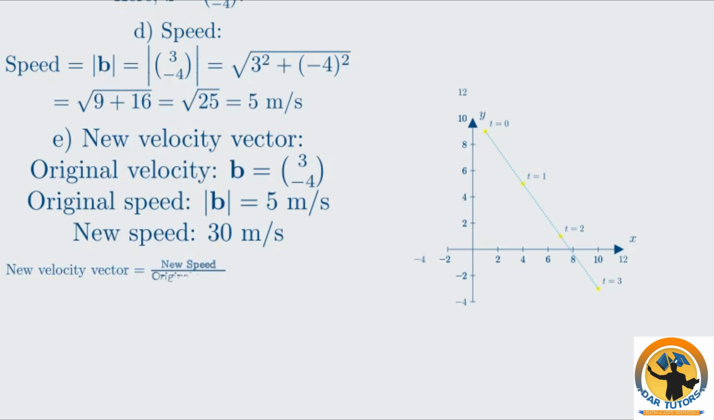Then, we multiply this unit vector by the new desired speed, 30. This gives us 30 over 5 times the vector (3, negative 4), which simplifies to 6 times (3, negative 4). The new velocity vector is (18, negative 24). In this example, we've successfully applied the vector equation of a line to describe motion, calculated speed, and manipulated velocity vectors. This covers our first two learning objectives.